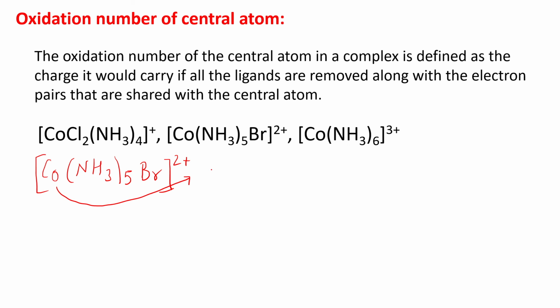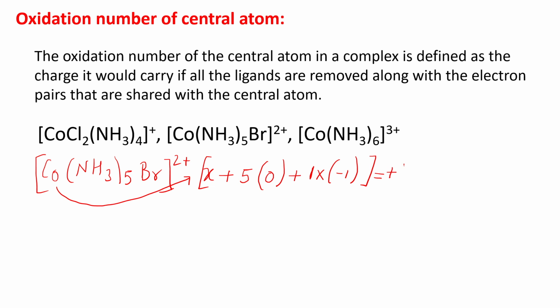Please check your answers. Let's say cobalt has oxidation state of X. Plus, how many molecules of ammonia are there? 5. What is the charge of ammonia? 0. Ammonia is a neutral molecule, no? Plus, how many bromide ions are there? 1. What is the charge on bromide ion? -1 into -1. So, overall, this is the charge and it is equal to, what is the charge on this ion?